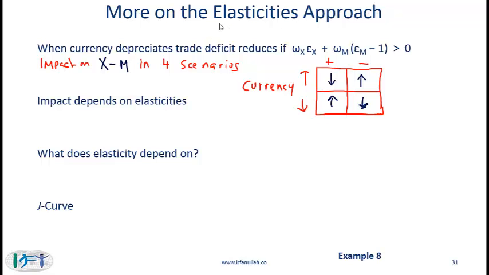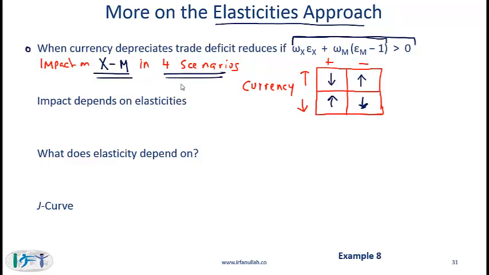On this slide, we will make a few more points related to the elasticities approach. As discussed on the previous slide, when a currency depreciates, the trade balance will improve if the Marshall-Lerner condition holds. When we say that the Marshall-Lerner condition holds, we mean that this expression is greater than 0. Now, I just want you to understand the 4 different scenarios that can take place. And what we will do is look at the impact on X minus M. This is the trade surplus, or you can look at this as the negative deficit, but it's easier to think of X minus M. What is the impact on X minus M in 4 different scenarios?